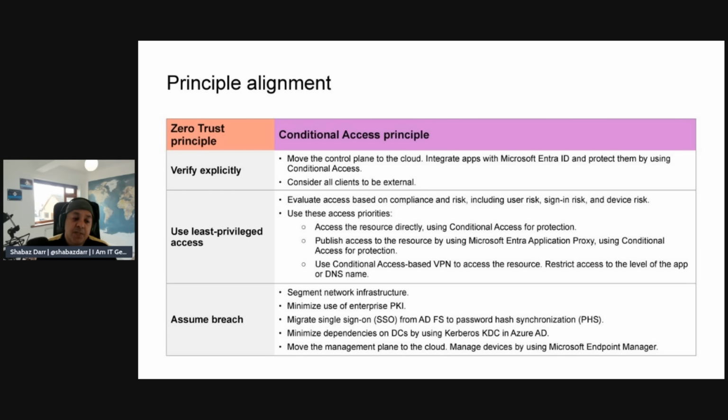Finally, we have the zero trust principle of assume breach. The principle here from a conditional access perspective is to segment network infrastructure, minimize use of enterprise PKI, migrate single sign-on SSO from ADFS to password hash sync PHS, minimize dependencies on domain controllers by using Kerberos, KDC, and Entra, and then move the management plane to the cloud and manage devices by using what used to be endpoint management, but is now Intune.